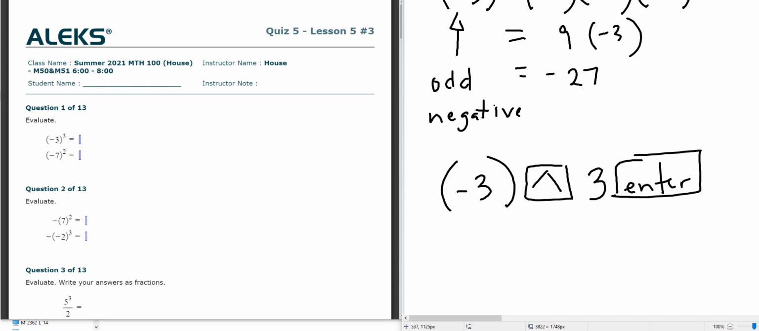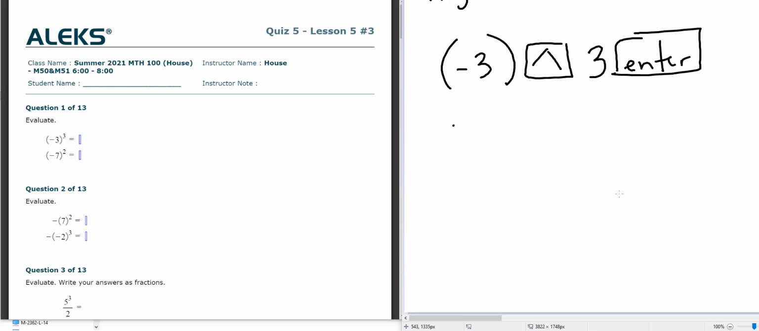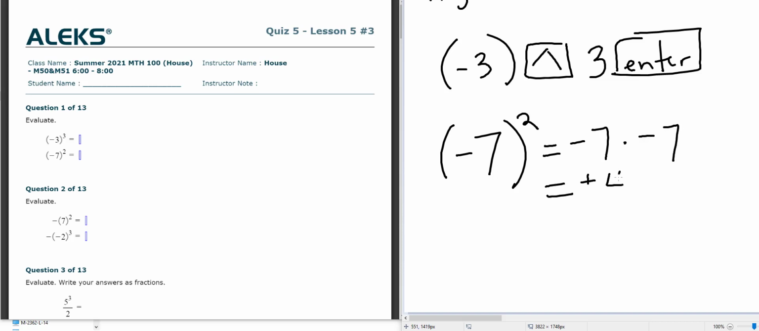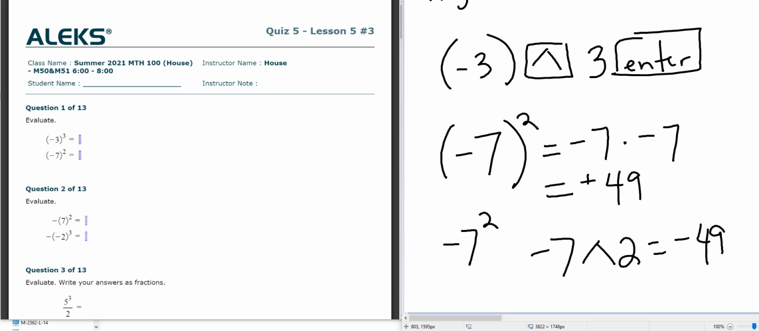But if we had had the second one, negative 7 to the second, means negative 7 times negative 7. That's a positive 49. If you leave the parentheses off and you write it like this, or do it like this in your calculator, you're going to get negative 49. So you need to be really careful. If the problem shows parentheses, you need to write the parentheses in your work and also in the calculator.